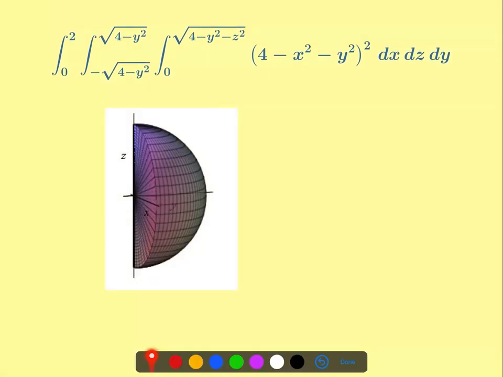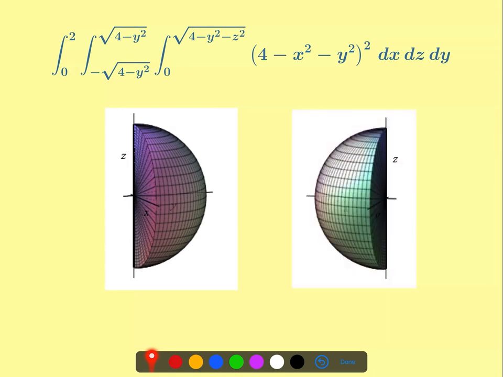So here's a picture, and here's another picture. This is showing you the zy plane is this half, and on the other side here, the xz plane. So it's that quarter of a sphere.